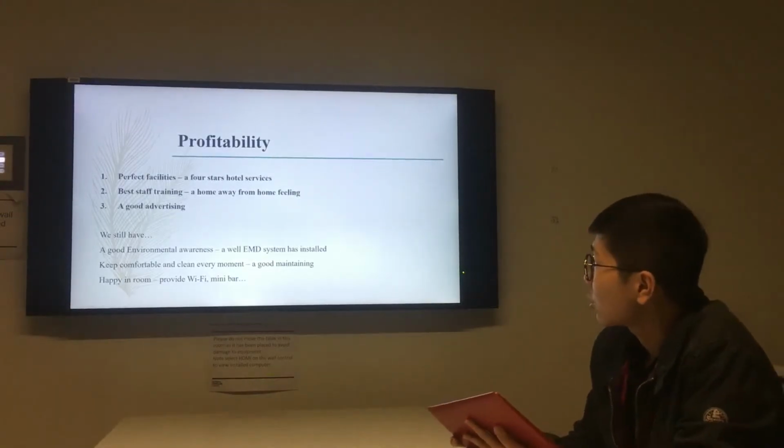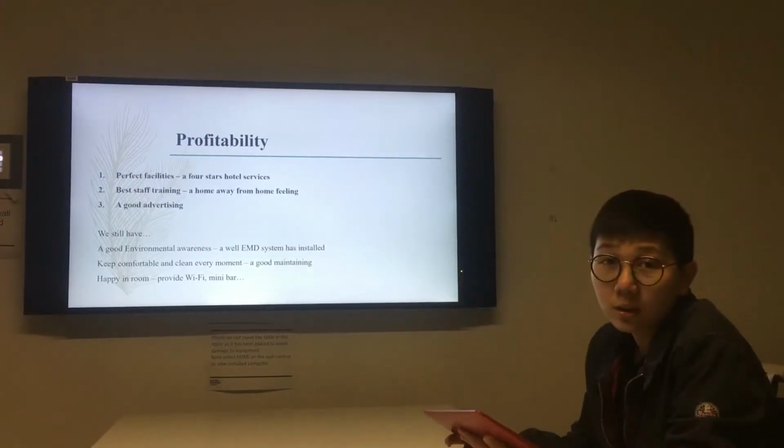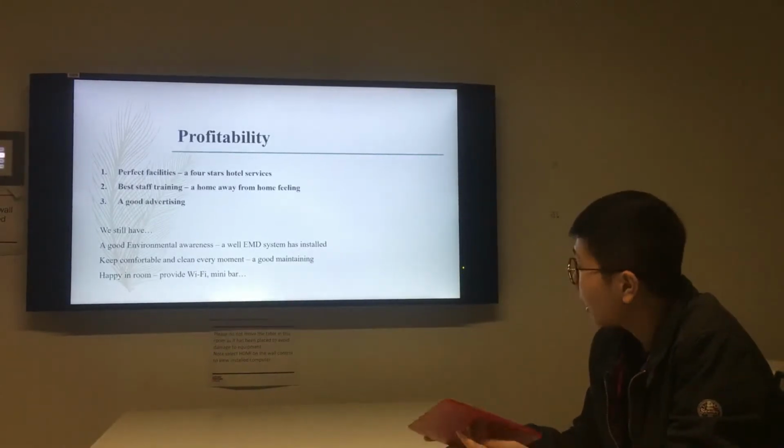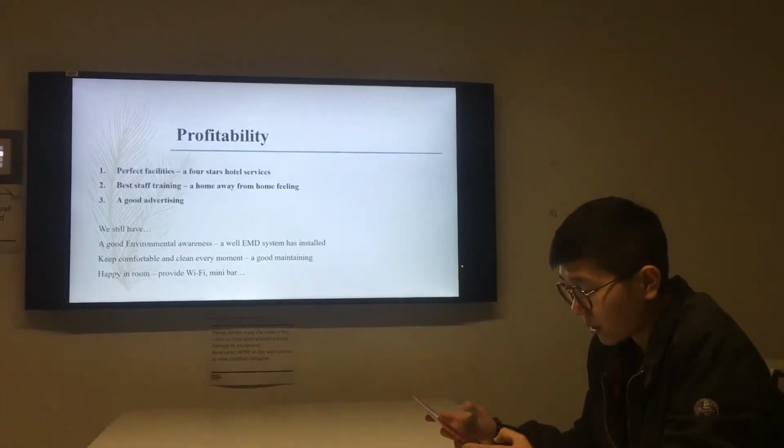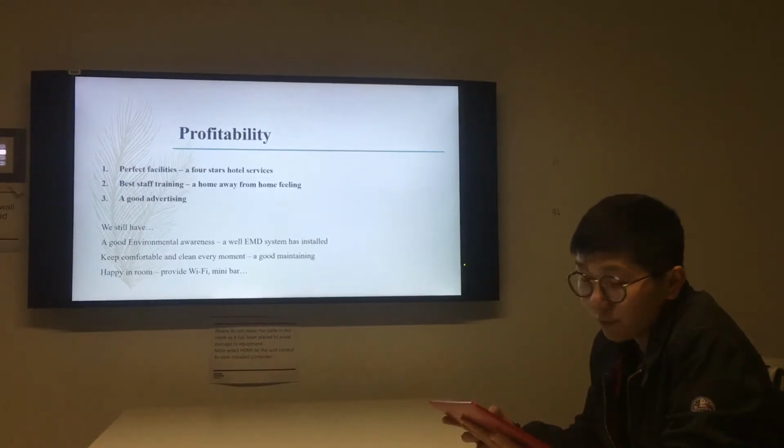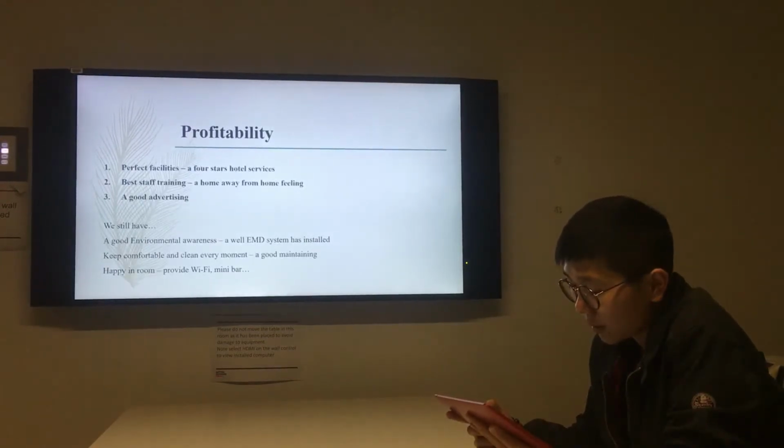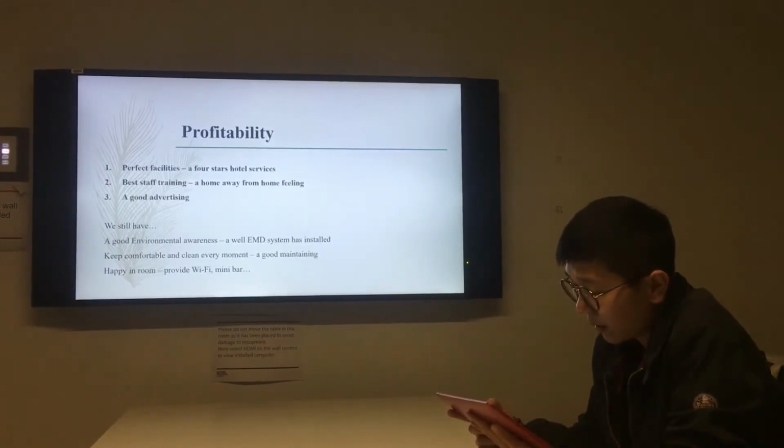And now I will introduce the profitability of our hotel. The first one is the perfect facility. We provide all facilities to customers, and the property is well maintained.